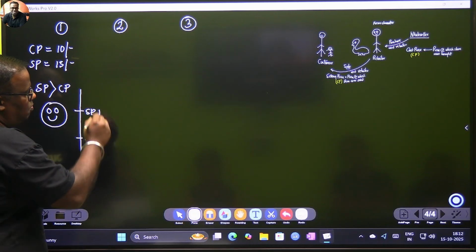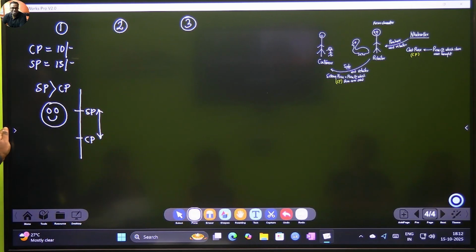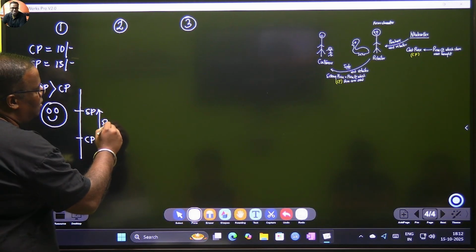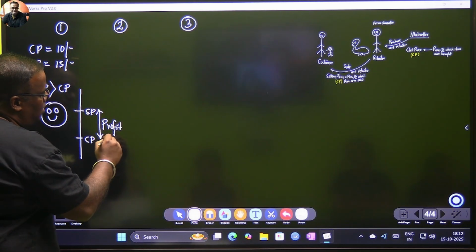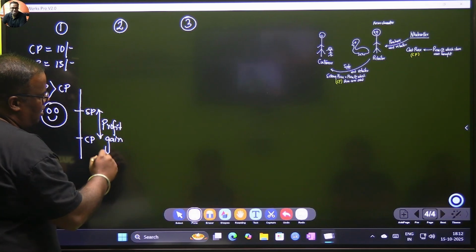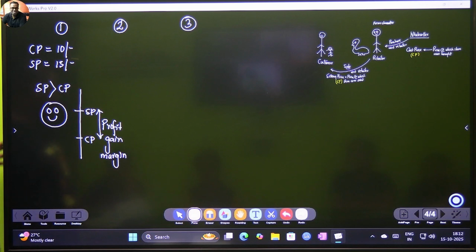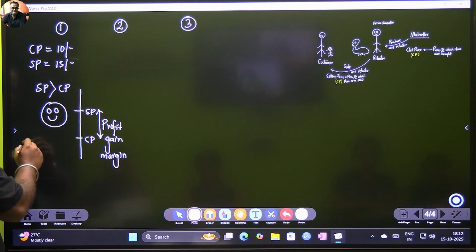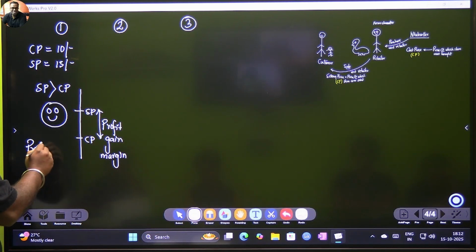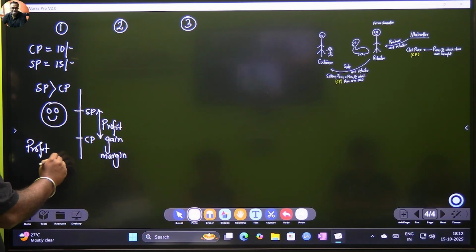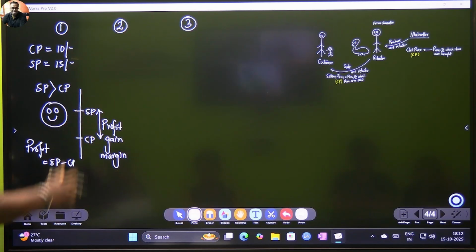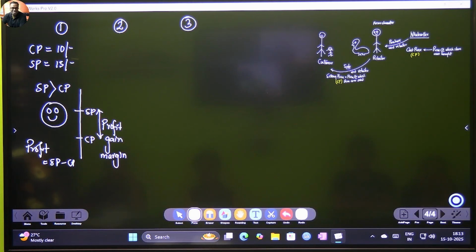Then this much is the portion which gives him the good feeling of making money. This is known as your profit. The other name we can give it is gain. The other name we can give it is margin. This much margin he is making. So even if you are not good at maths, you should be able to work this out. Profit is the excess of SP over CP. Therefore, profit is SP minus CP. Understood? Clear? Can I not say profit is also the change?